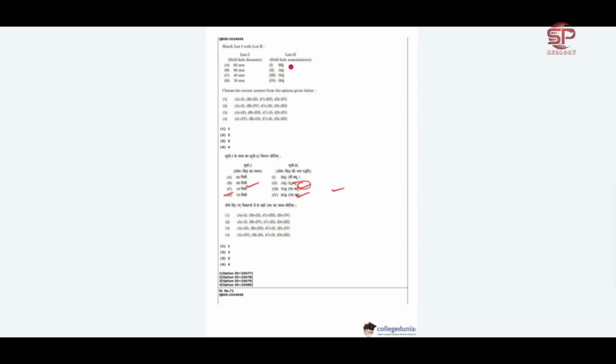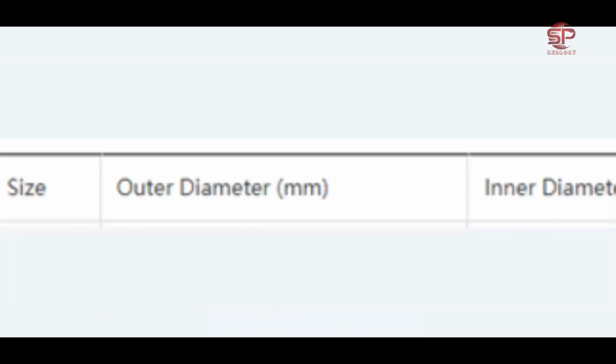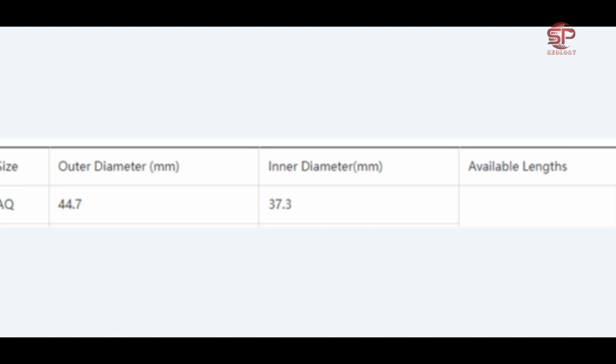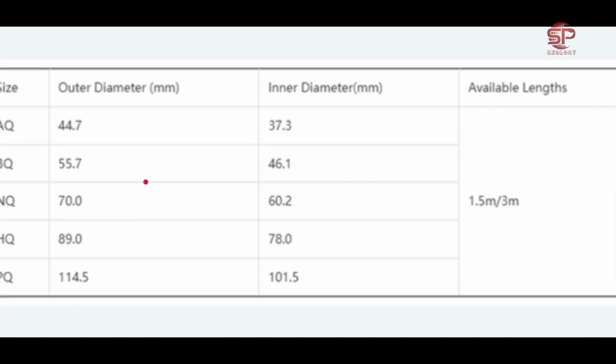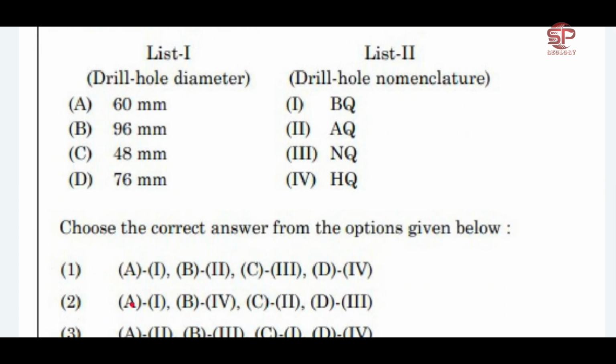Next, drill hole diameter or drill hole nomenclature. This is, you can say, the different types of drilling sizes and their diameters. So the answer will be B.